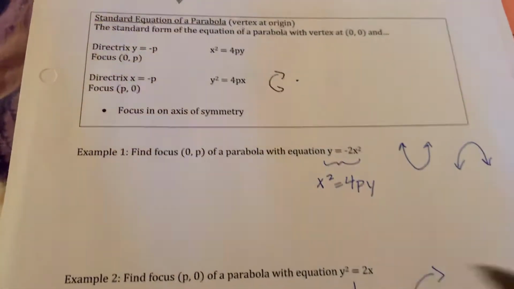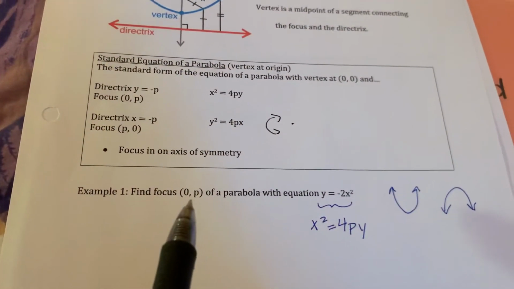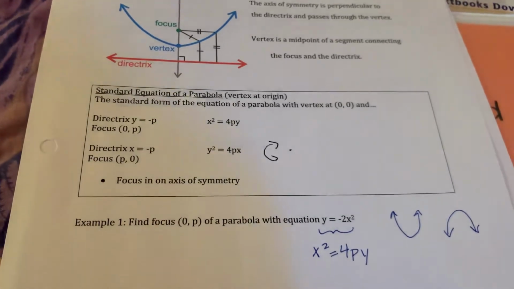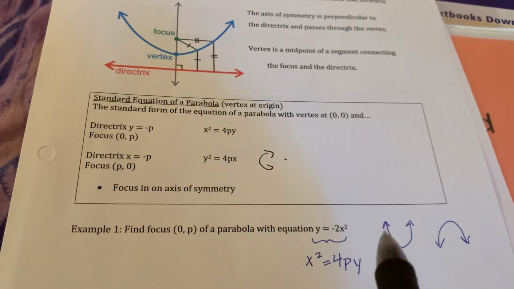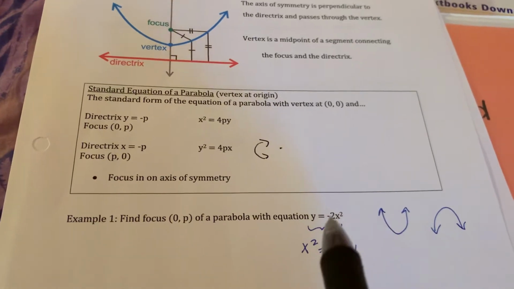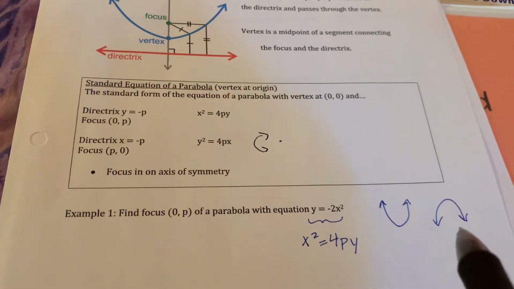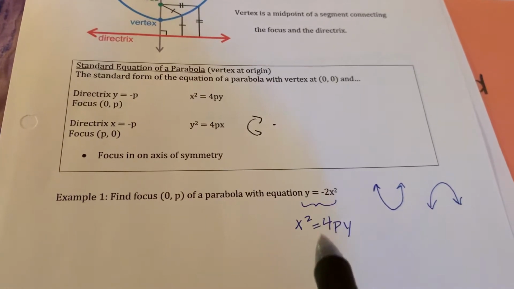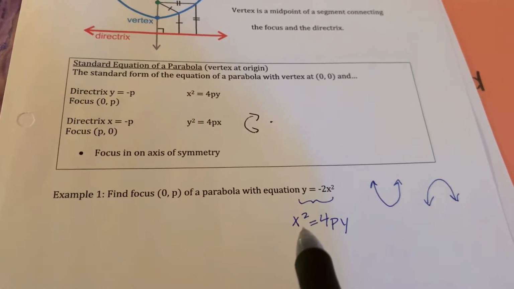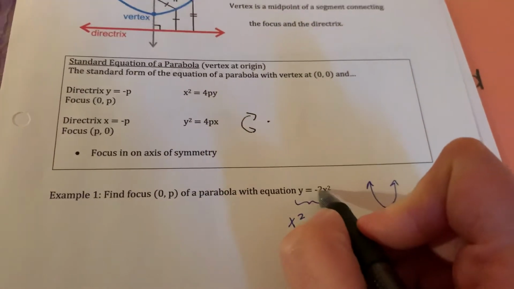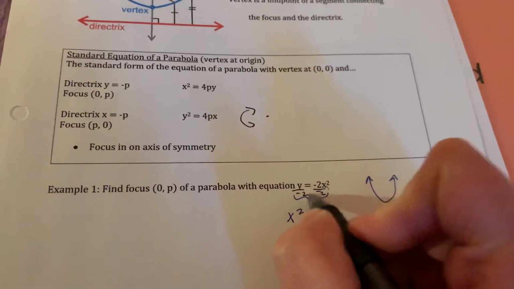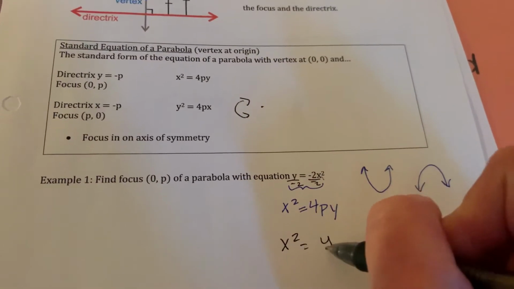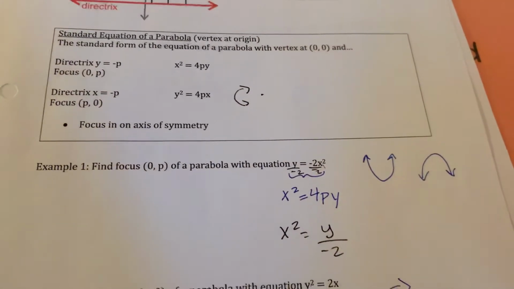So in the first example, they want you to find that y value. And if you're finding a y value, that means your parabola is going to look like this, but it's negative, so it's going to look like this. So here's an equation, y equals negative 2x squared. We want x squared by itself, so I'm going to divide both sides by negative 2, and then your equation is x squared equals y divided by negative 2.